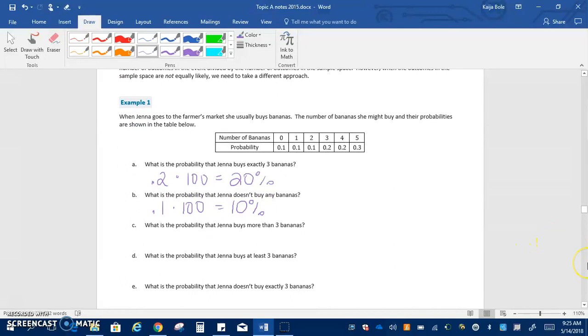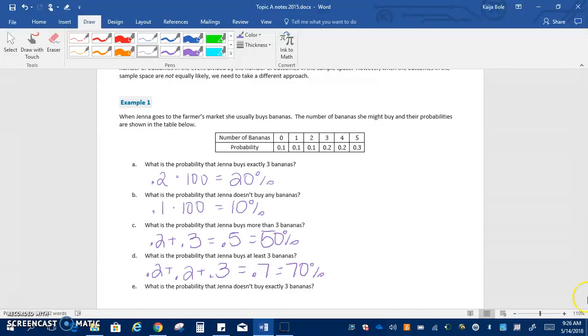C says, what's the probability that Jenna buys more than 3 bananas? So we can't include the 3, so we're looking at 4 and 5. So this is going to be 0.2 plus 0.3, and this equals 0.5, which is 50%. D says, what's the probability that Jenna buys at least 3 bananas? So that means we're counting 3, 4, and 5. So 0.2 plus 0.2 plus 0.3, and when you add those up, you get 0.7, which is 70%.